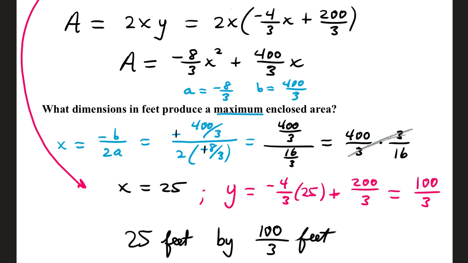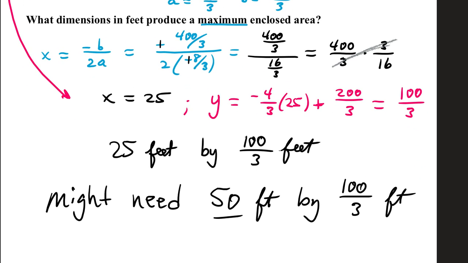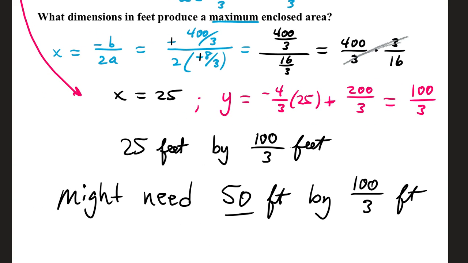If you had to measure the entire length and width, then you would say the entire length would be 50 and the width wouldn't change. Sorry about moving that on you. The width wouldn't change. But because there were two X's across the front, you might need to report that as 50 by 100 over 3.